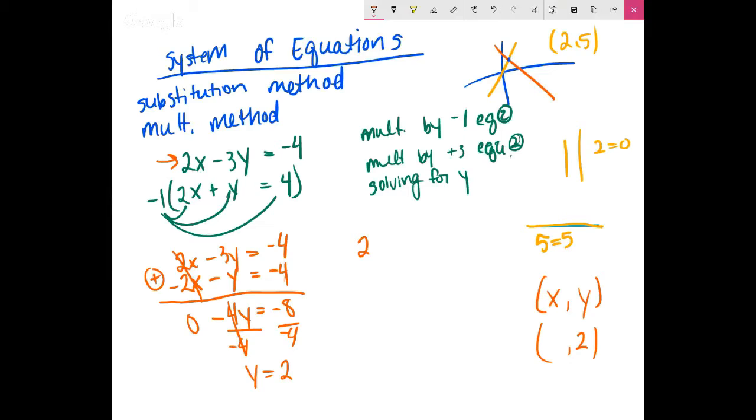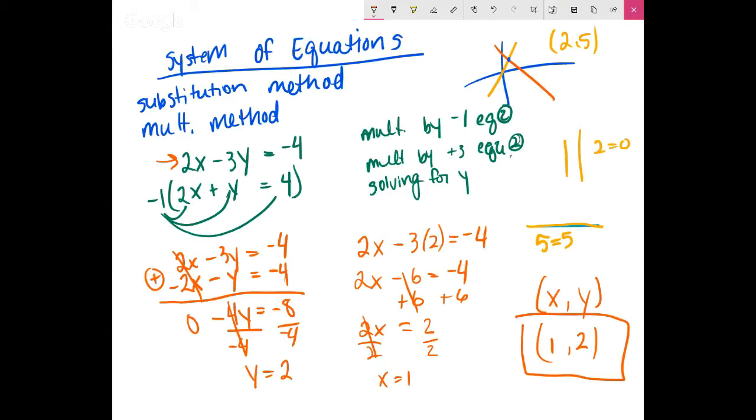So 2x minus 3y, we're going to put 2 in because y is equal to 2, equals -4. All right, so 2x minus, simplified, 3 times 2 is 6, equals -4. We want to add 6 on both sides. -6 plus 6 is 0, and then -4 plus 6 equals 2. Divide by 2 so we can isolate the x. 2 divided by 2 is 1. X is 1.